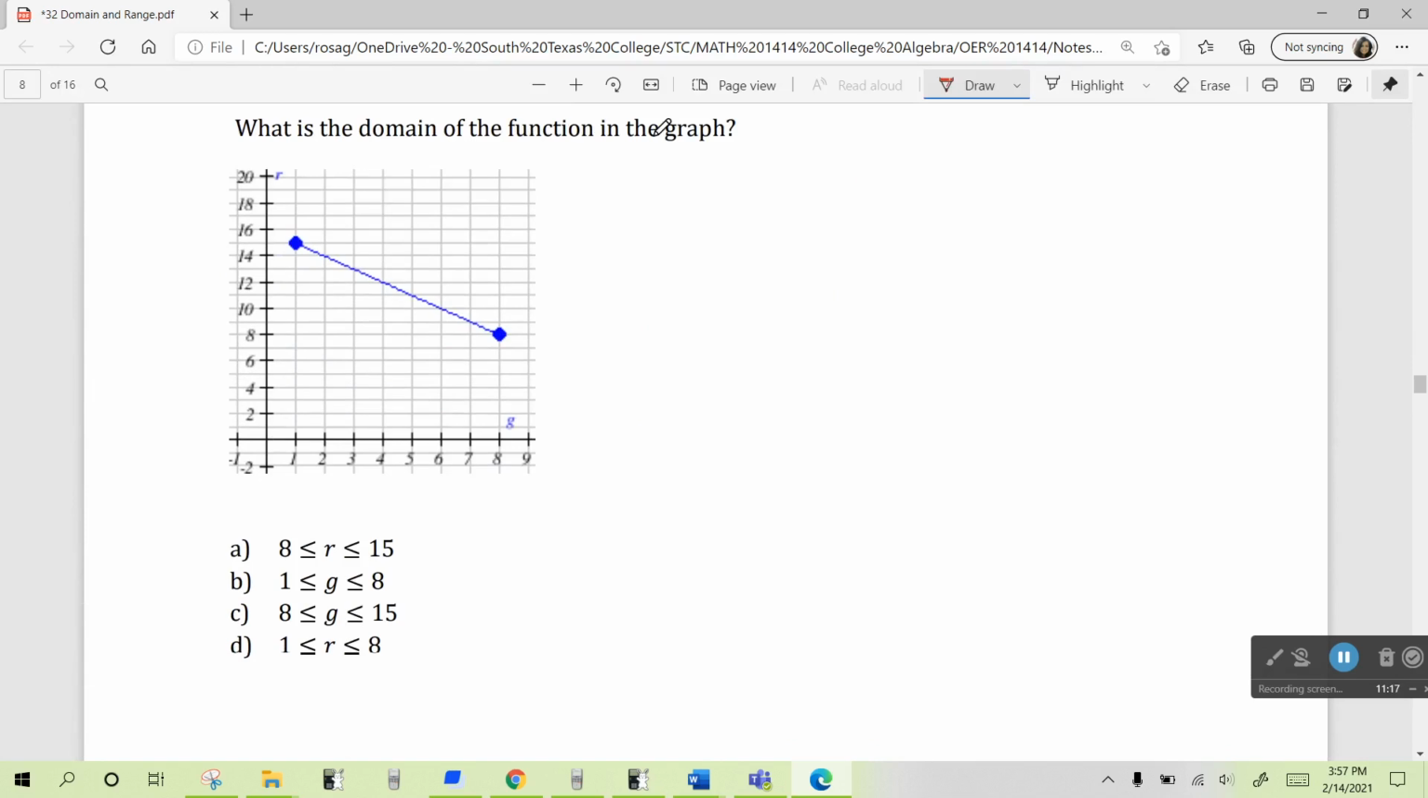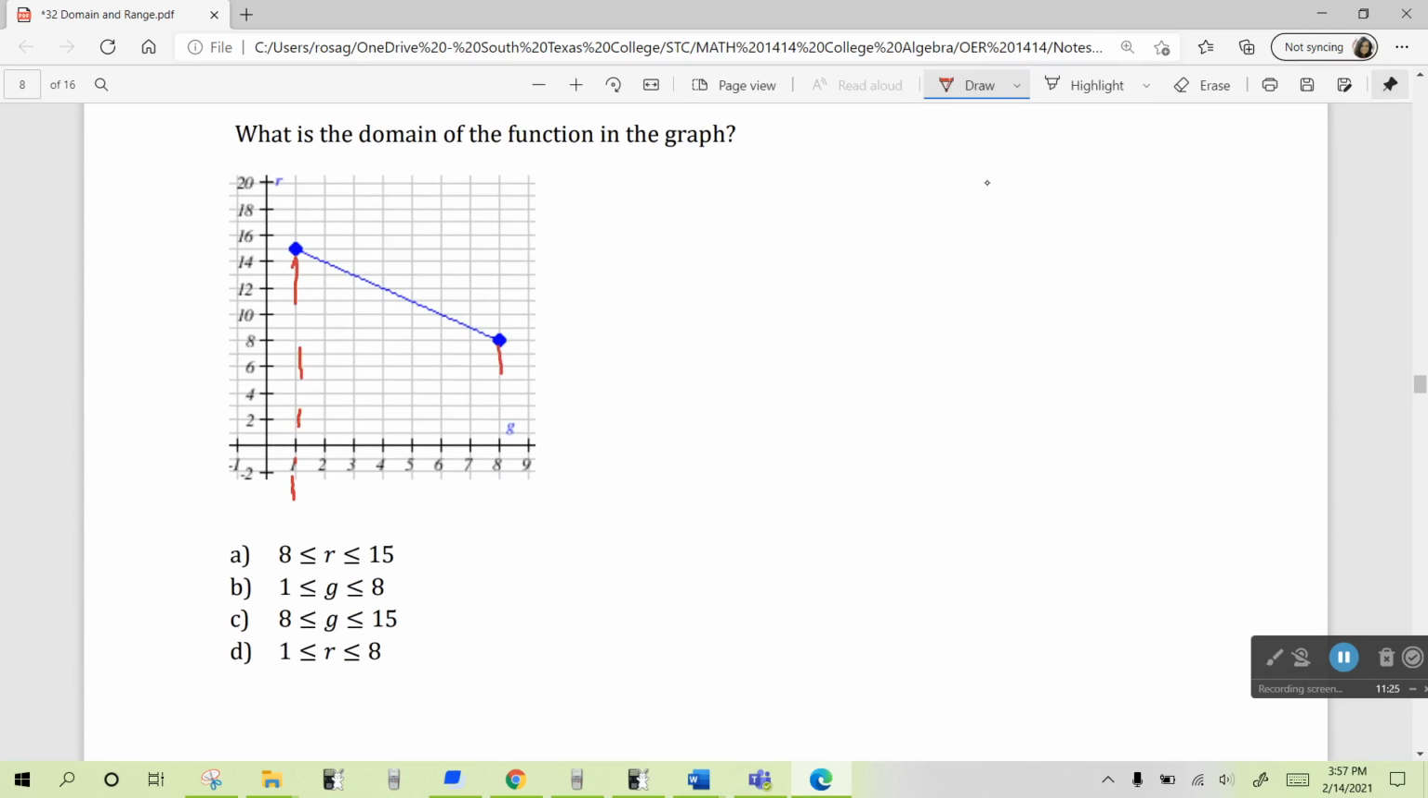What is the domain of the function in the graph? The domain, again, the axis. So where does the graph start? It starts right here. Where does it end on the axis? Right here. So it's from 1 to 8.